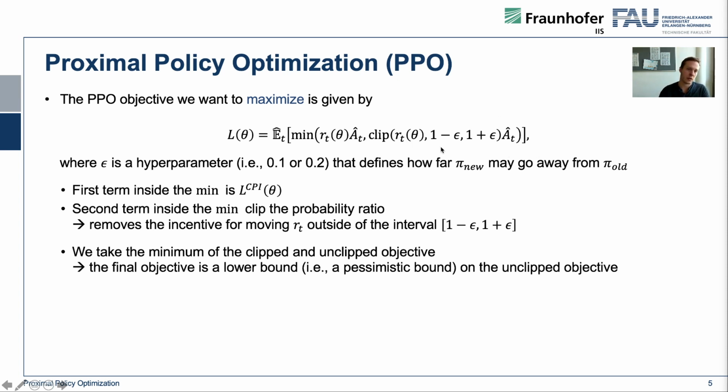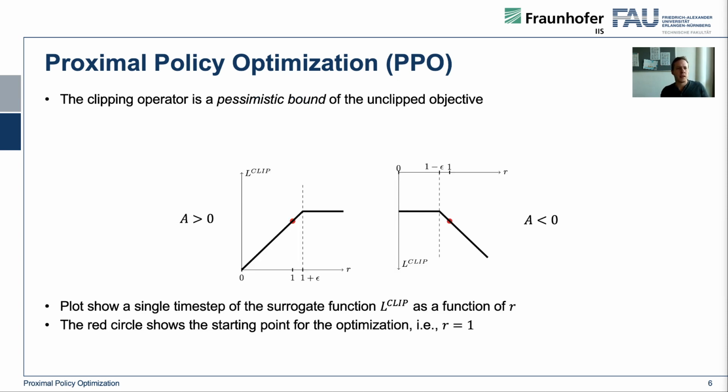So in one direction, we will apply this one. In the other direction, we apply this one. And if we take the minimum of the clipped and the unclipped objective, the final objective is a lower bound on the unclipped objective. You can also visualize this a little bit in here. So if your advantage is positive, then L-clip will take a value that is on this, which is this one.